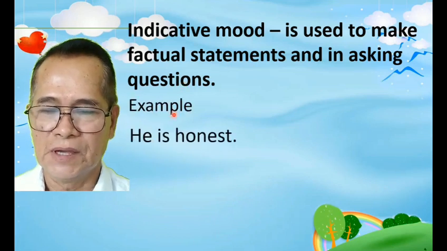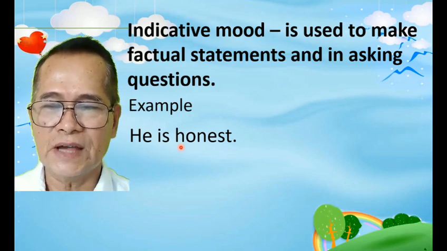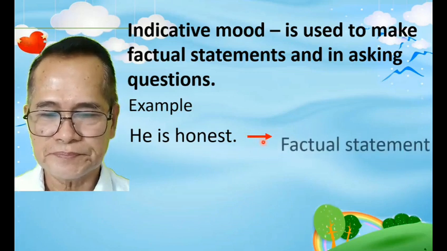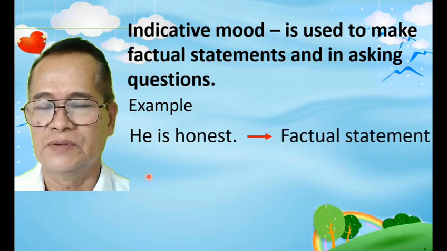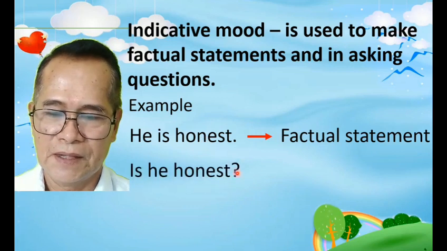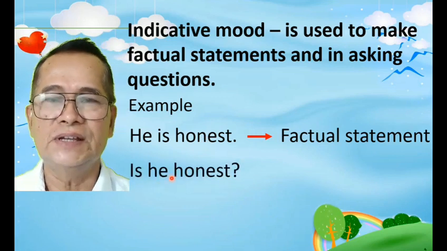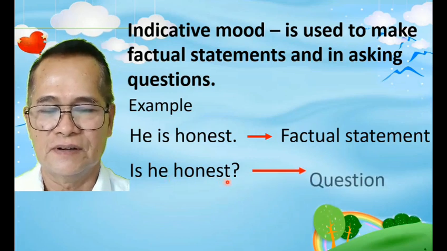Example, he is honest. This is a very simple sentence and this is under indicative mood. And this is a factual statement. When you say he is honest, that is a fact. Alright, another one is in asking questions, like this one. Is he honest? Alright, that is a question.